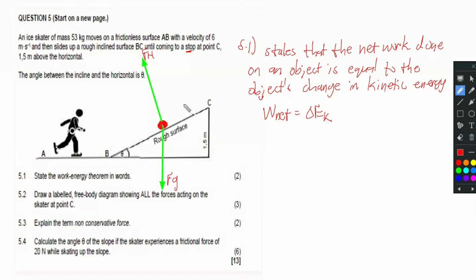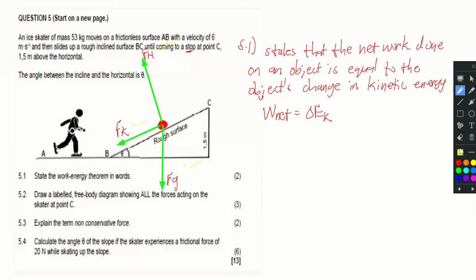And then since this is going up the incline, we know that the frictional force will oppose the ice skater. And then there we go. So for 3 marks, we have 3 forces, right? Note also in your exam that whenever you draw, you must now use your pen and not your pencil, right? So, okay, we have that: 1, 2, and then 3.